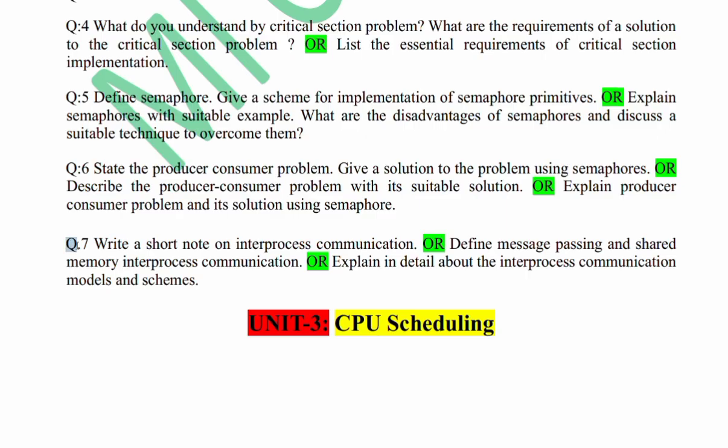The last question of unit second: write a short note on inter-process communication, or define message passing and shared memory inter-process communication, or explain in detail about inter-process communication models and schemes. Let's see unit number third, which is CPU Scheduling.